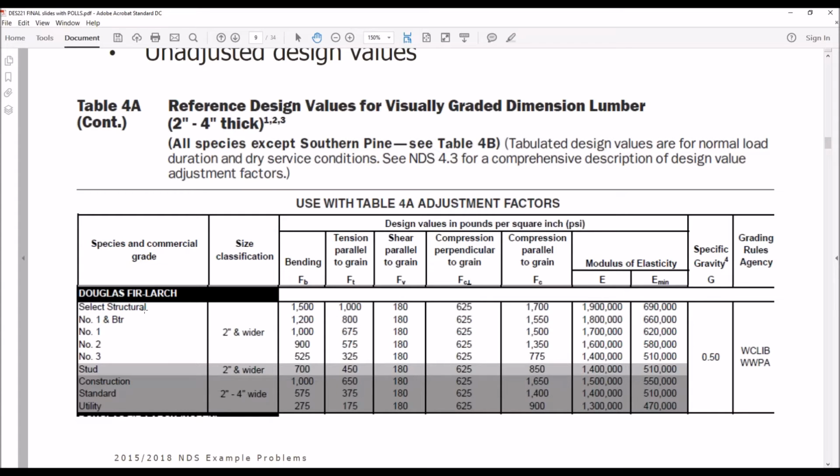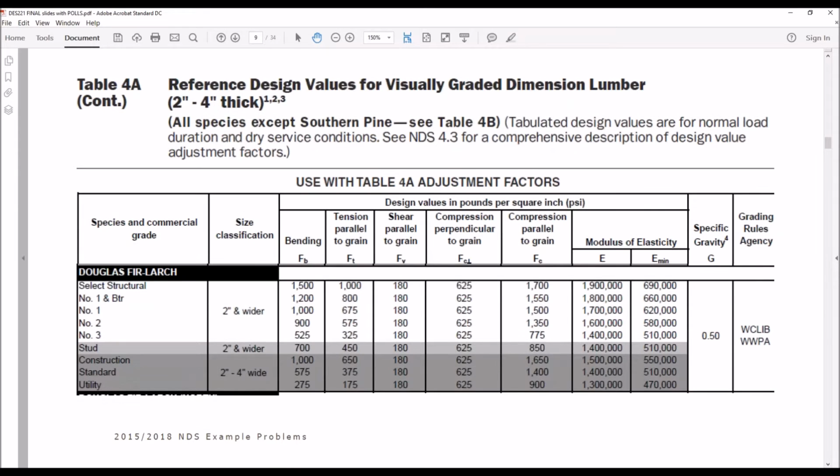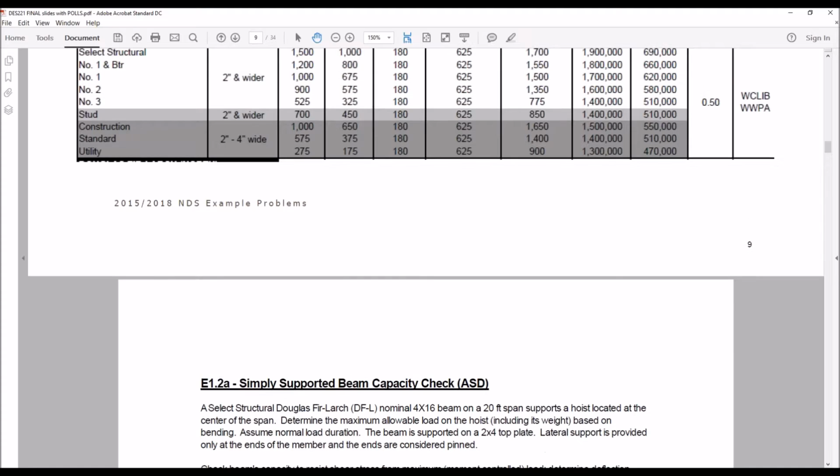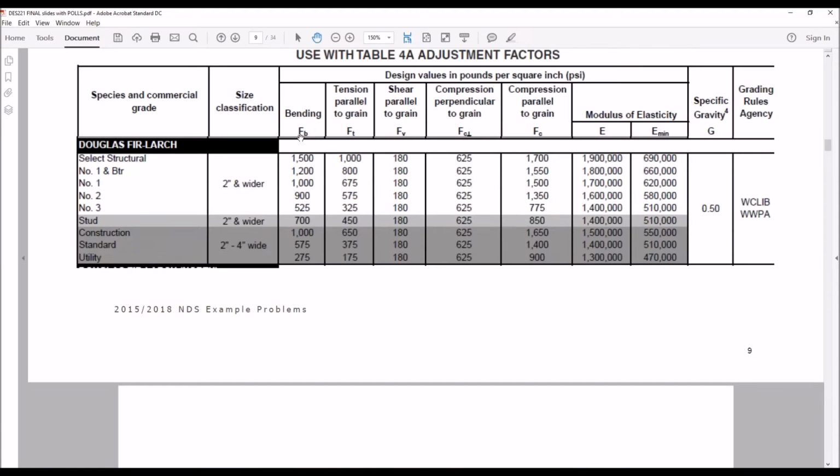Douglas fir-larch, you can see we're using a select structural grade, so that's this first row here, and all these values are going to be reflected in the example problem as we go through the calculations. So this is where these numbers are coming from. They're all expressed in pounds per square inch. So these, again, are the unadjusted values. As we go through this problem, we're going to use the adjustment factors from Table 4.3.1 in the NDS and determine the appropriate design values for each of these different stresses, bending stress, tension, and so on.